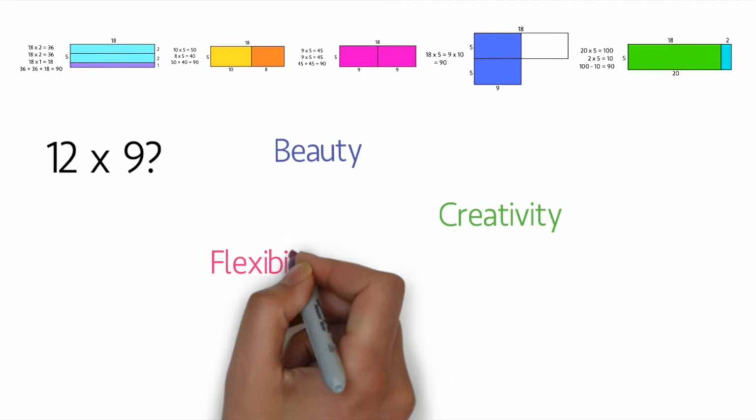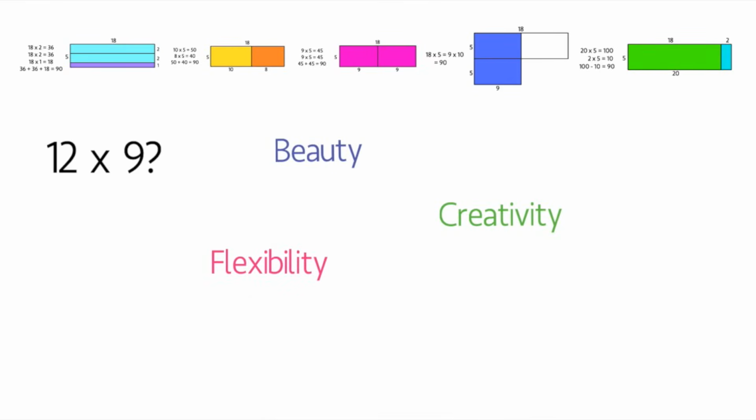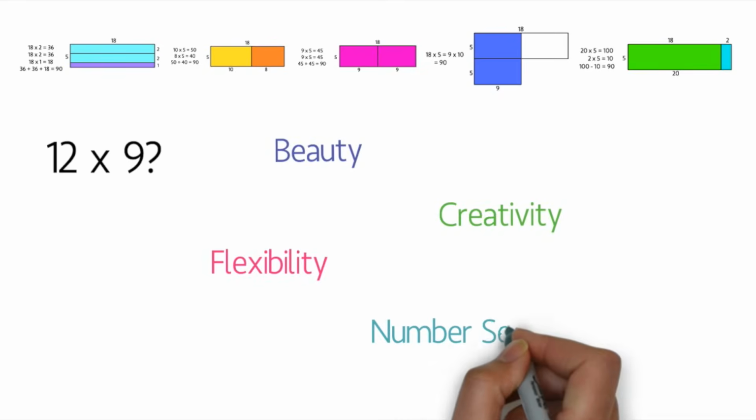Number flexibility, being able to work with numbers and see what they are made of and combine them in different ways, is an important part of number sense.